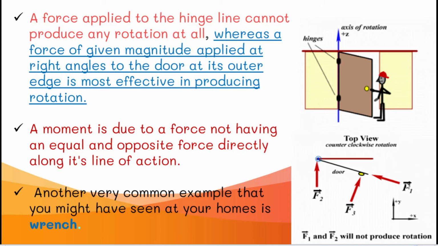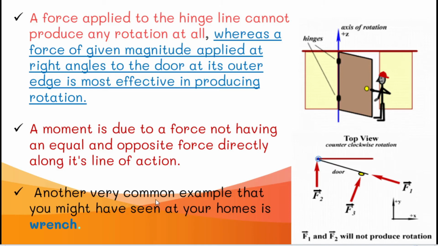This is F1. If you apply a force in the F1 position, is it possible to close the door? No, it is not possible. This is F3. Only if you apply the force in the F3 position will the door close or open. In the picture, F1 and F2 will not produce rotation because they are not at right angles. Right angles means 90 degrees.